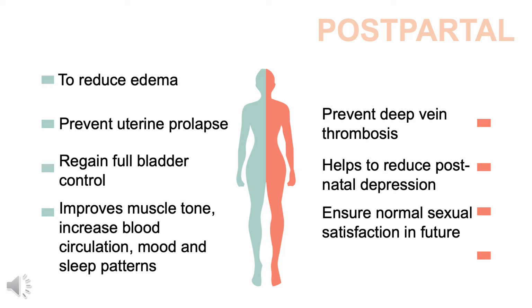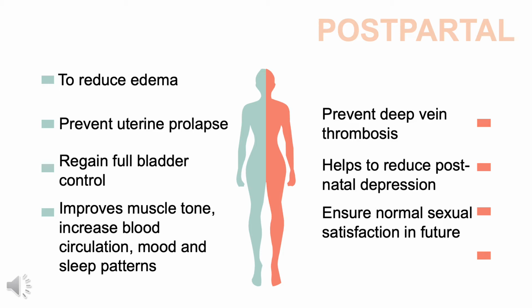Swelling or edema may be experienced at any point during pregnancy, but it tends to be noticed around the 5th month and can increase while the mother is in the 3rd trimester. So that is why it is advisable to perform some postpartum exercise to reduce the edema. Second is to prevent uterine prolapse. So what is uterine prolapse? It is a condition where the internal supports of the uterus become weak over time.